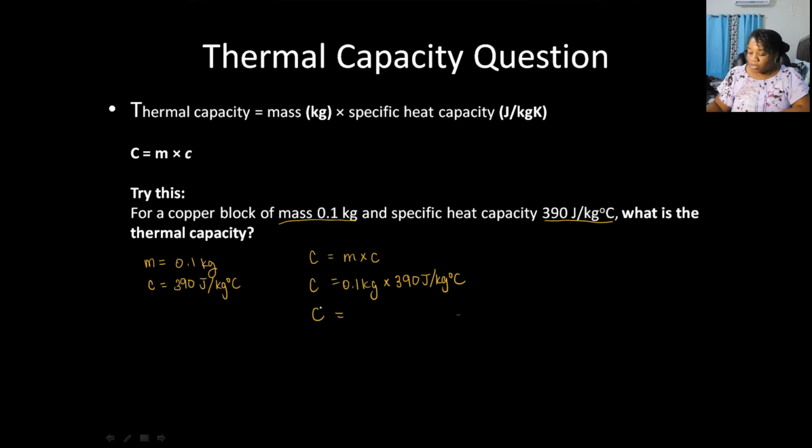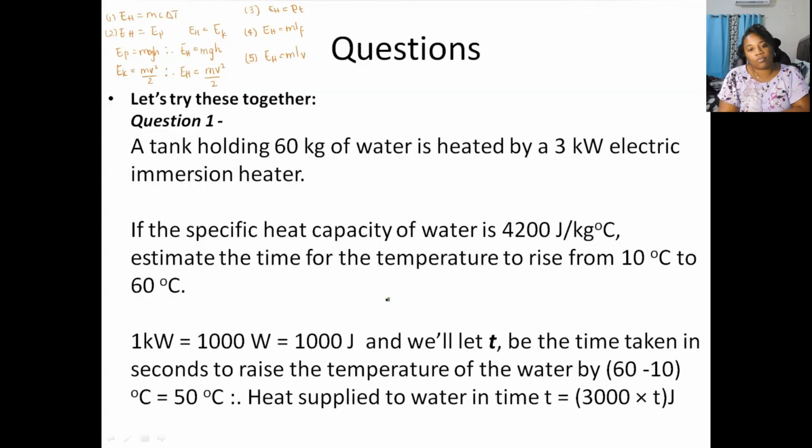If we multiply this, we get 39, and we have to take care of our units. We get 39 joules per degree Celsius. Great. So I hope everybody got that. Now let's try these questions together.